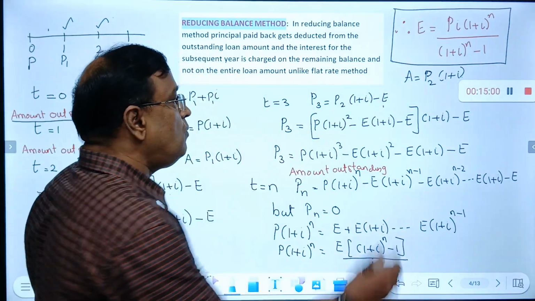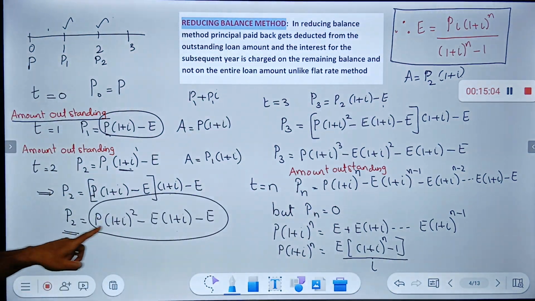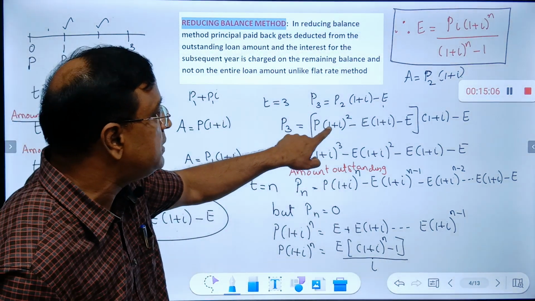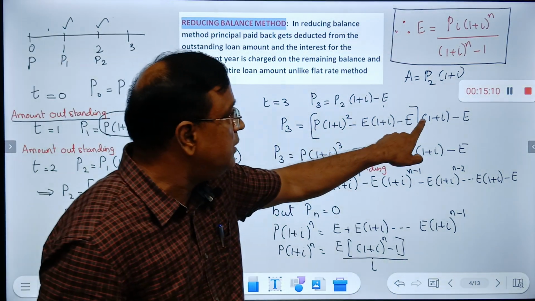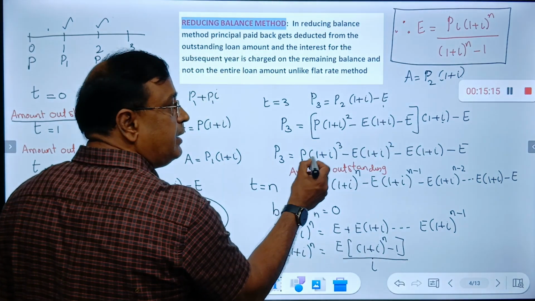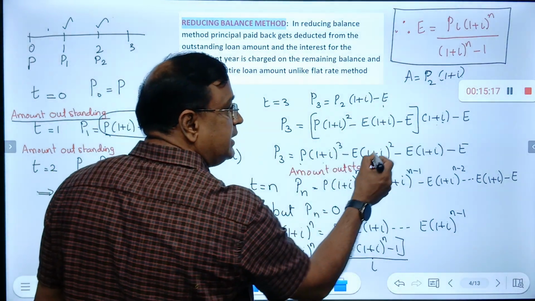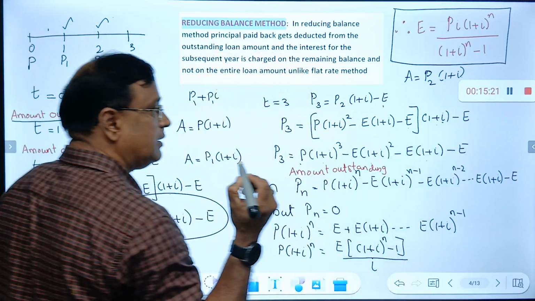Correct? Now substitute for P2. What is P2? P2 is this, right? I take this and substitute. This is P into 1 plus I the whole square minus E, into 1 plus I, minus E, into 1 plus I. Now just open the bracket. You get P into 1 plus I whole cube minus E into 1 plus I whole square minus E into 1 plus I minus E.